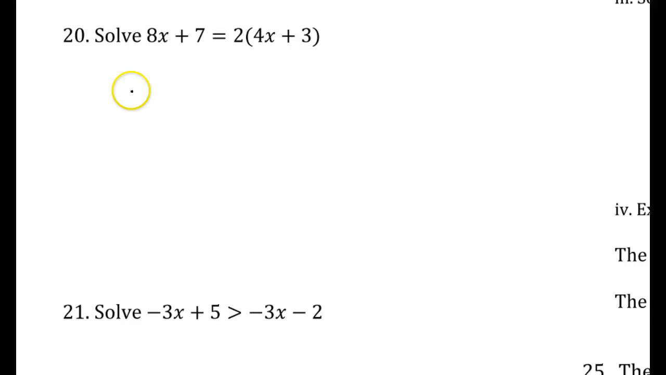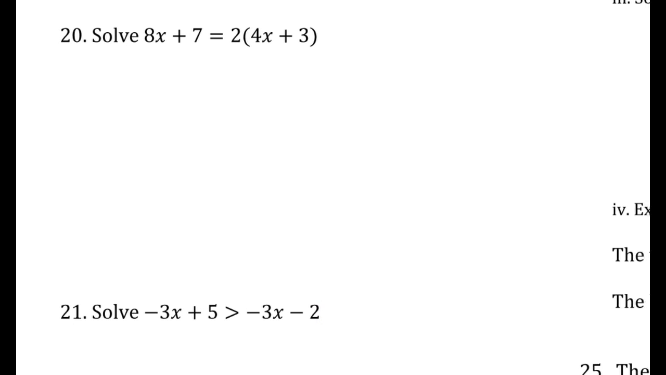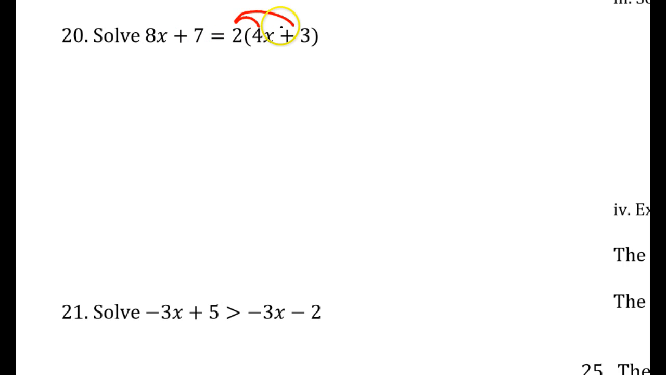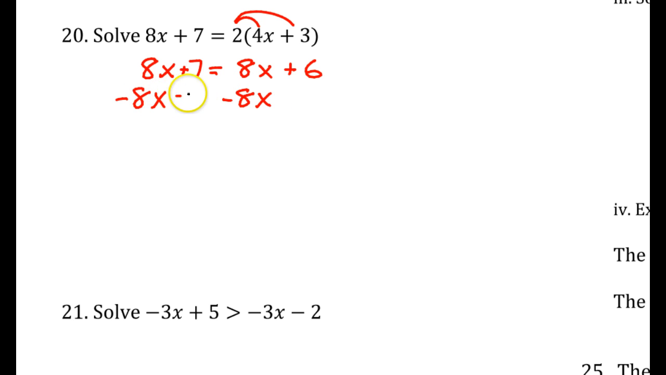Let's do a little bit of solving now, and let's get started on these. Review. Solve x, 7.